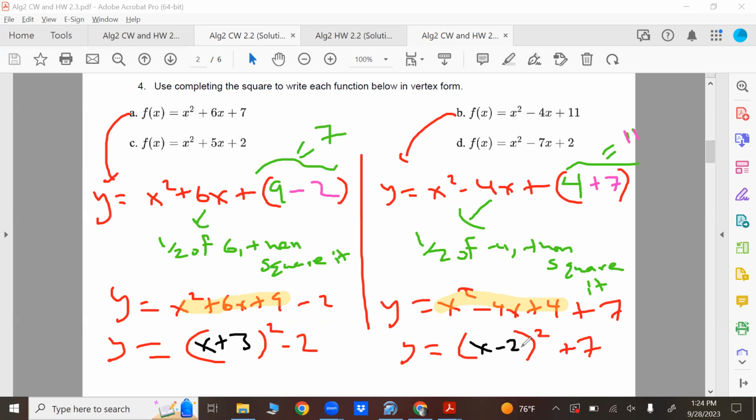Okay, you guys try C and D now. Following what I just did for A and B, try C and D. It's gonna be a little tricky with the odd numbers for x, the coefficient of x, a little tricky, but I have faith in you guys. Ask questions if you're stuck. I'll help you guys out.